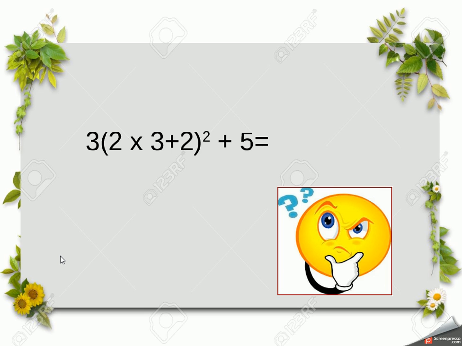Here's another big one then. 3 times brackets, 2 times 3 plus 2, close brackets, squared, plus 5. Oh, crikey, it looks a massively complicated sum. But we just go to BIDMAS. So BIDMAS says, first of all, do the brackets. B stands for brackets in BIDMAS. Now the complicated thing here is that inside the brackets I've got 2 times 3, add 2. So do I do the 2 times 3 first, or do I do the 3 plus 2 first?